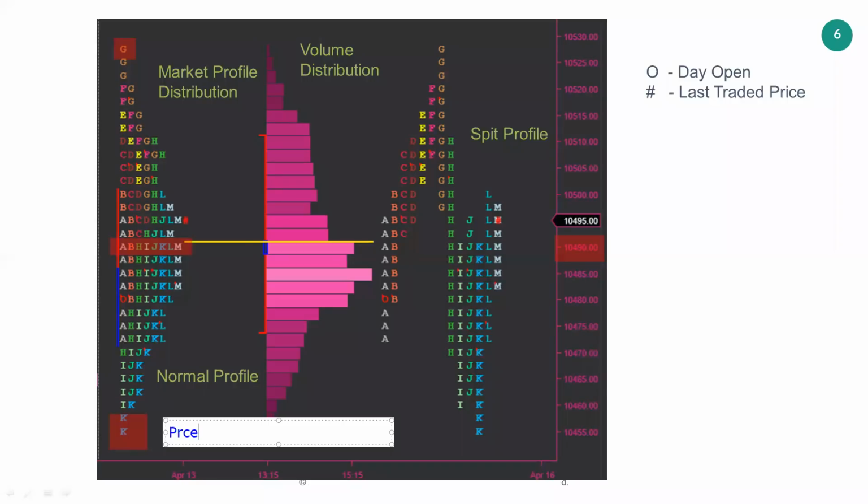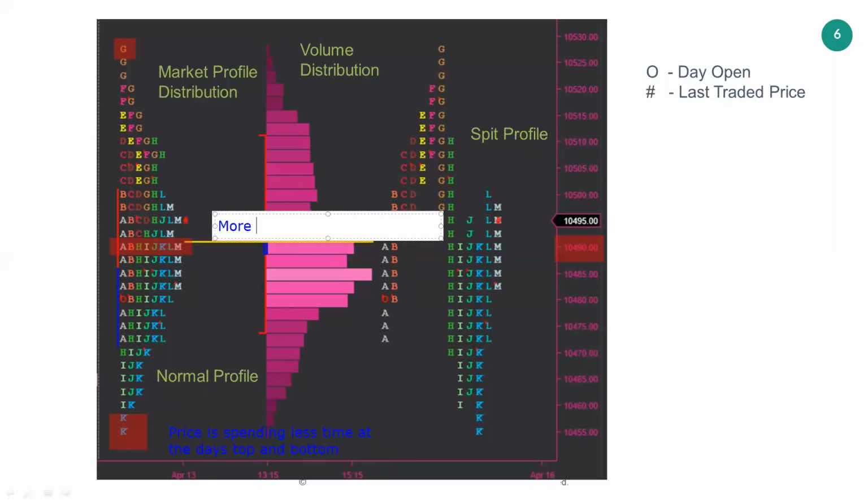Price is spending less time at the day's top and bottom, and more activity, more TPOs, more time, happens at the center. When I say more activity, I mean more time spent by price at the center. That is that particular day's behavior.